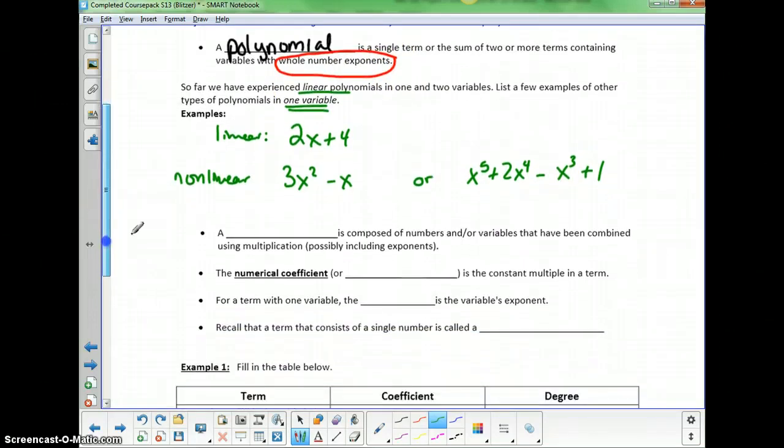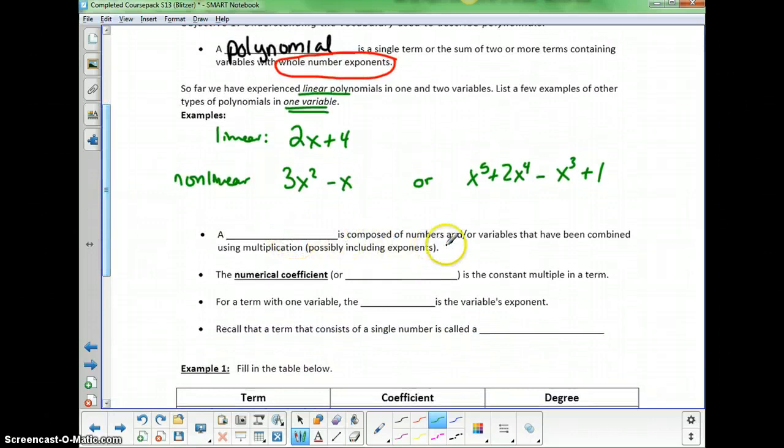Okay, so some more definitions here. A blank is composed of numbers and/or variables that have been combined using multiplication. Okay, so if it's multiplication only, not addition, we're talking about a single term. So a term is something that's only been set together with multiplication. For example, in the first nonlinear expression right here, there are two terms. The term is a combination of numbers and variables combined with multiplication. This subtraction sign or addition sign separates the expression into two different terms.